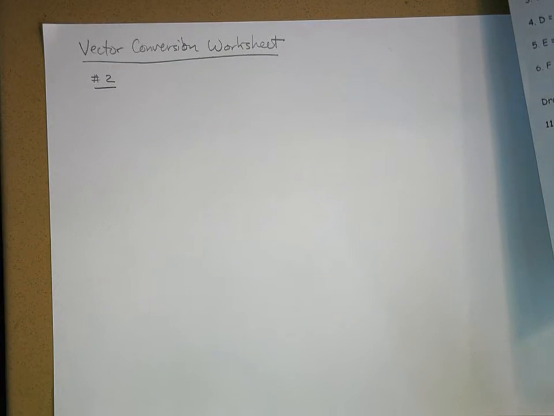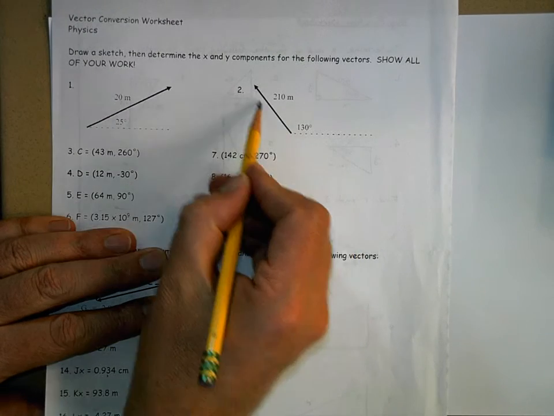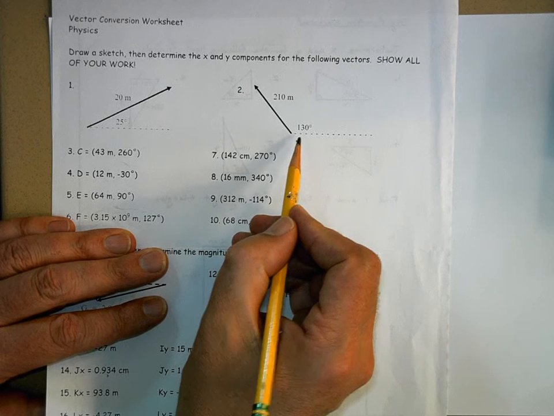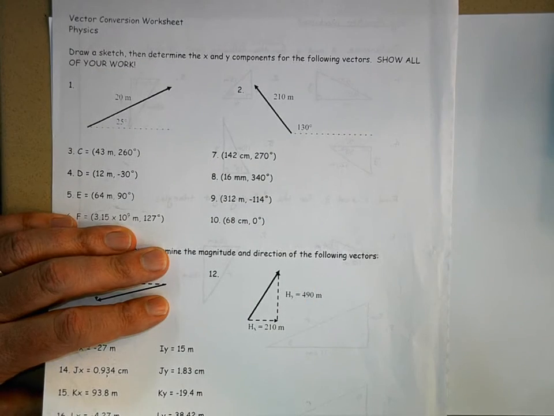Now, number 1 was so much fun, we have to do number 2. So here's number 2. And now I say that it's 210 meters long. But look at the angle now. 130 degrees. How do we handle that? This is a little different than the first worksheet we did.